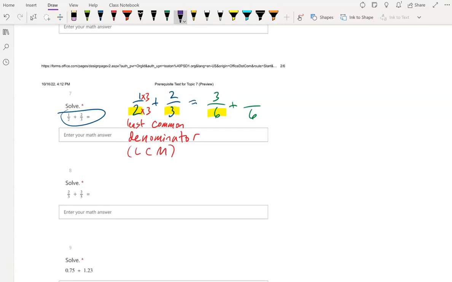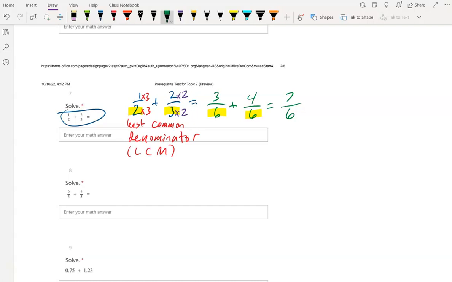Now on this next one, we have to ask ourselves, how many times will 3 go into 6? 3 times what equals this 6? 3 times 2. Now, since I multiplied the denominator by 2 to get this 6, I have to multiply the numerator by that same 2. And 2 times 2 is 4. So now I have 3/6 plus 4/6. And all I have to do is add the numerators, because now my denominator is the same. It's 6, and 3 plus 4 is 7.